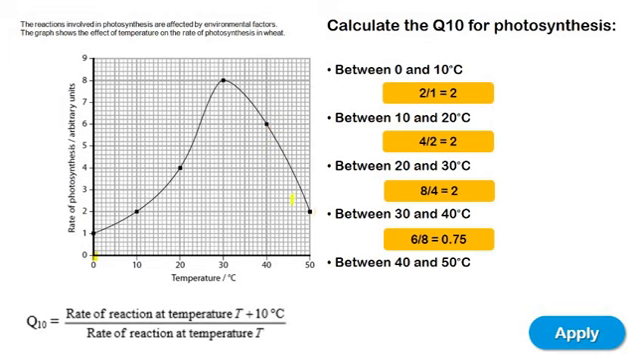We'll repeat that here. Whatever the rate of reaction is at the higher temperature divided by the lower temperature. In this case, 2 divided by 6 is 0.33.